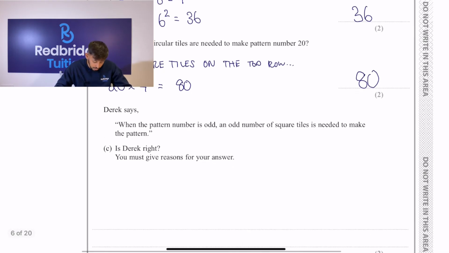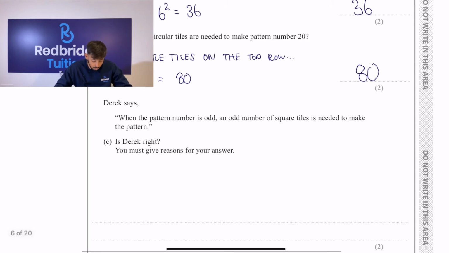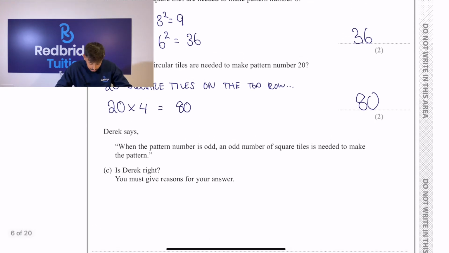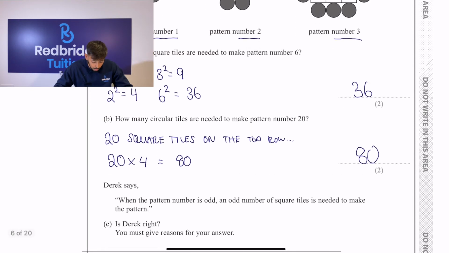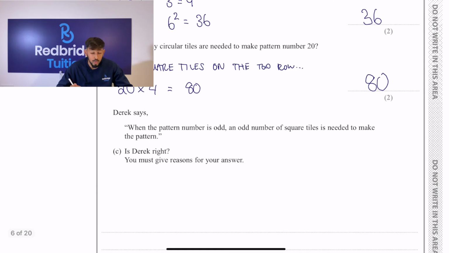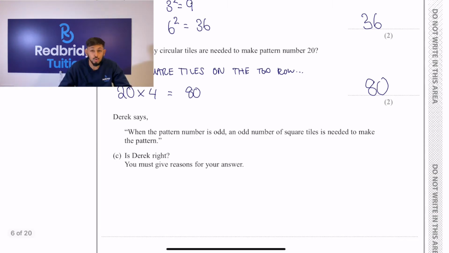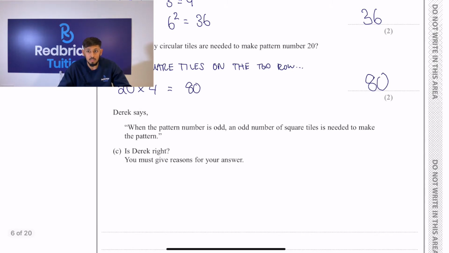Moving on to part C. Derek says when the pattern number is odd, an odd number of square tiles is needed to make the pattern. Is Derek right? You must give reasons for your answer. So what we need to go back to here is the pattern between the number and the amount of square tiles that we have. We worked out previously that when you square the pattern number, we get the number of square tiles. Now, if you square any odd number, we get an odd number as the answer.